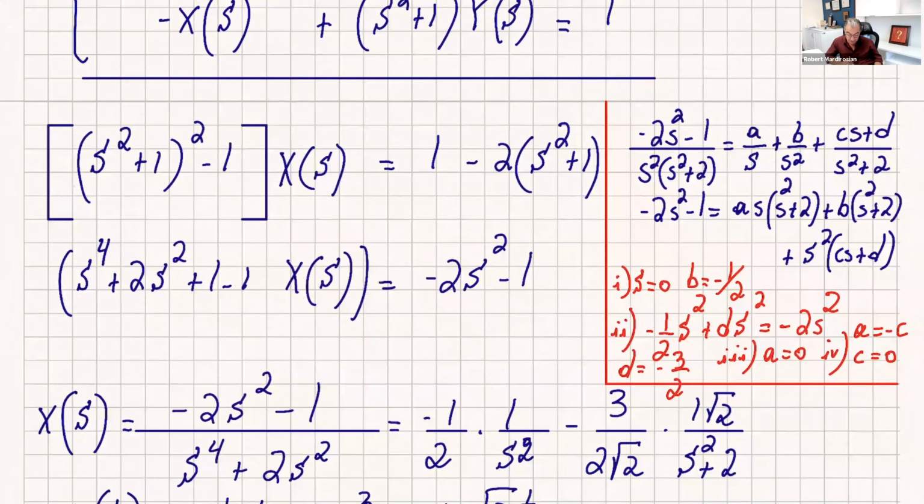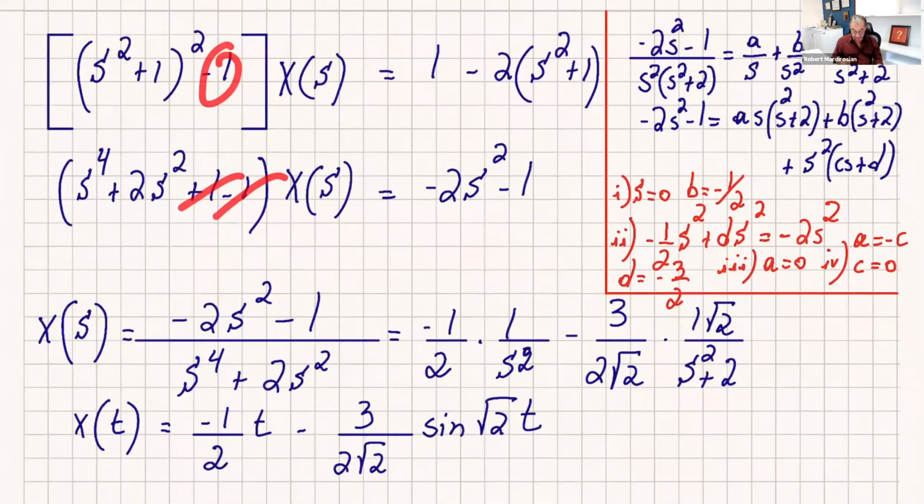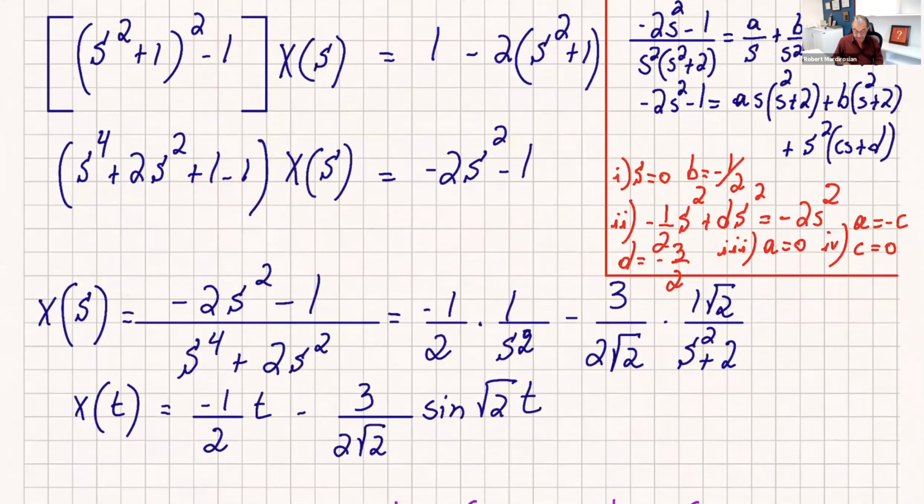And again, what you want to do here is isolate x of s. And again, this parenthesis is right here. So you can expand that. You get s to the 4 power plus 2s squared plus 1. Then you have the minus 1. So this cancels. And if you want to isolate x of s, you just divide both sides by that.